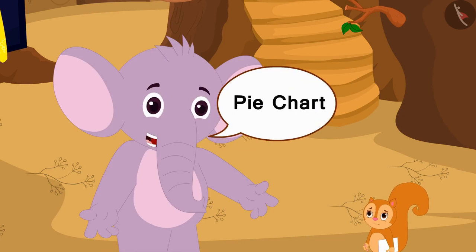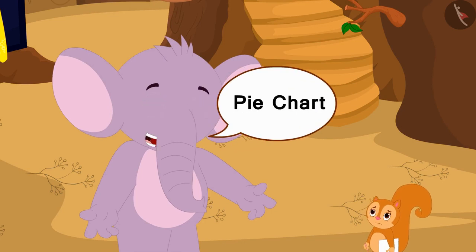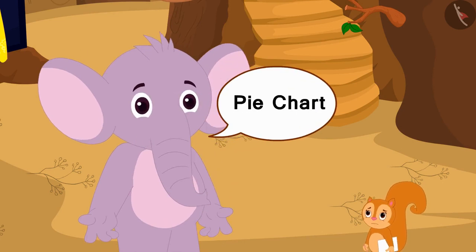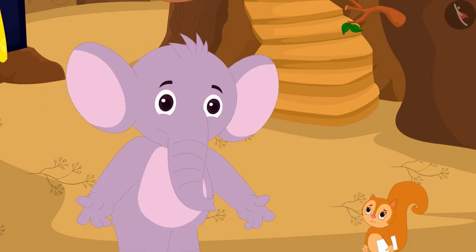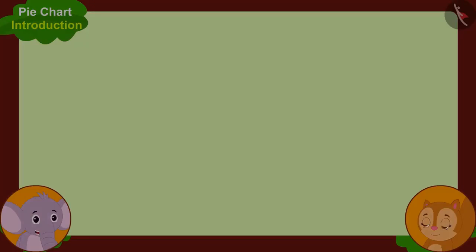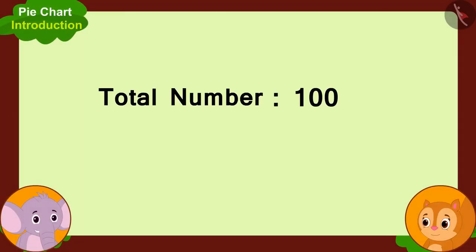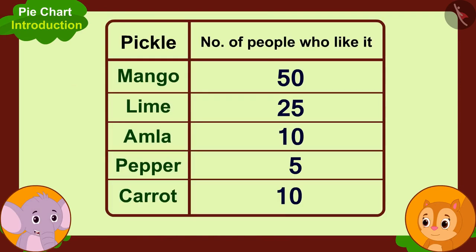Through the pie chart, we can illustrate the information in a simple way by making a circle. Let me teach you how to make it. See, we have got information of 100 people in total. To make a pie chart, we will first write the number of people who like pickle as a fraction of 100.